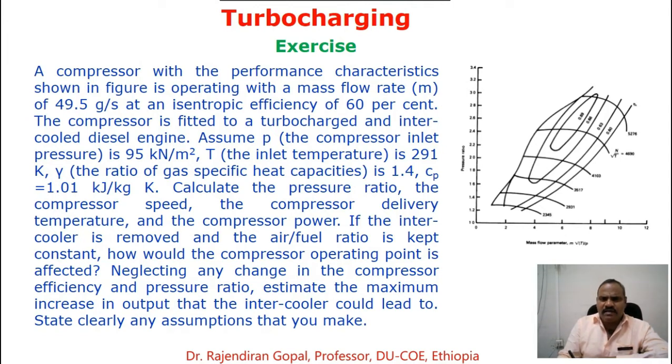Assume P, the compressor inlet pressure, is 95 kilonewton per meter square. T, the inlet temperature, is 291 Kelvin. Gamma, the ratio of gas specific heat capacities, is 1.4. Cp is equal to 1.01 kilojoule per kg Kelvin. Calculate the pressure ratio, the compressor speed, the compressor delivery temperature, and the compressor power.